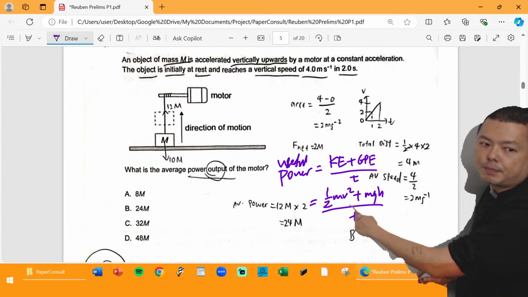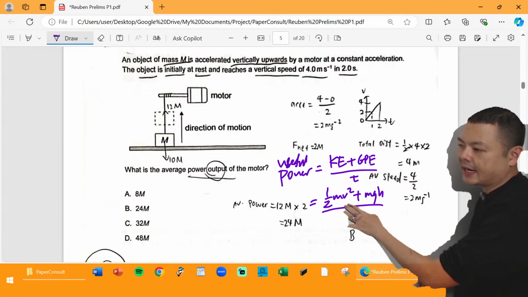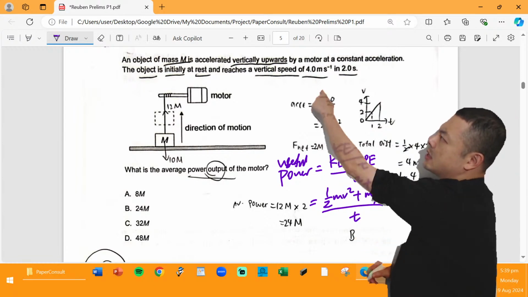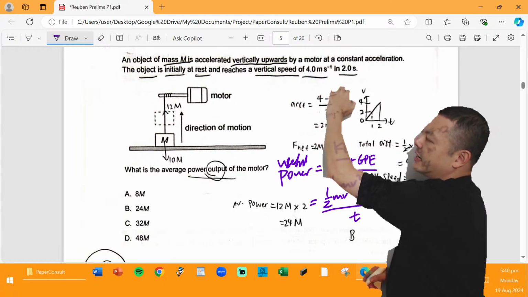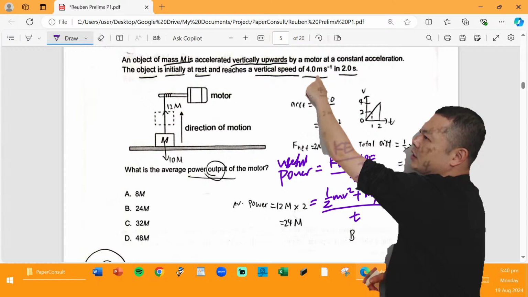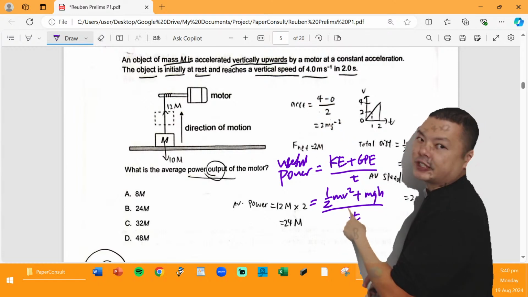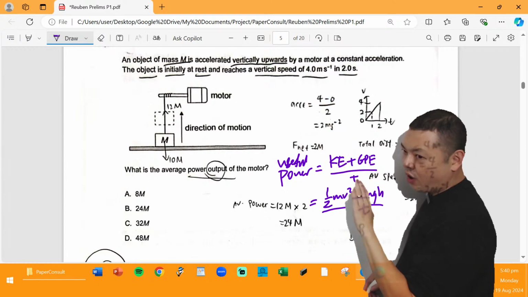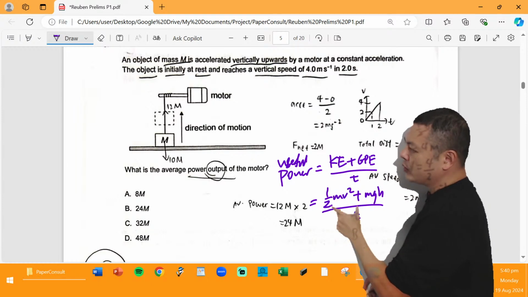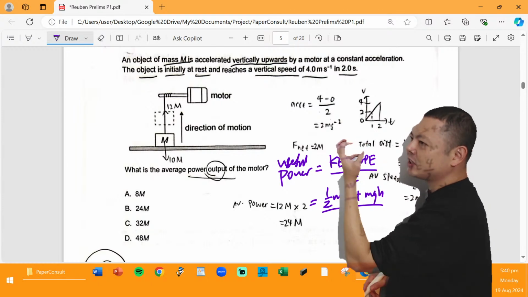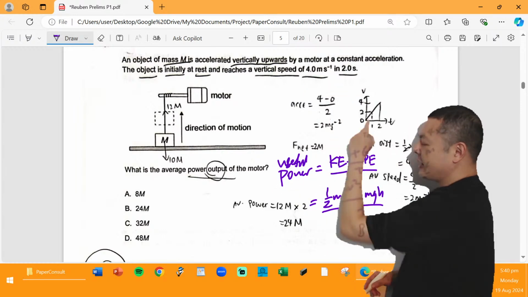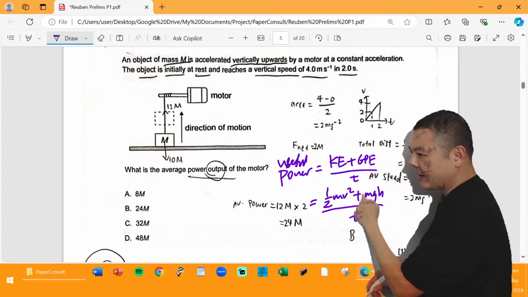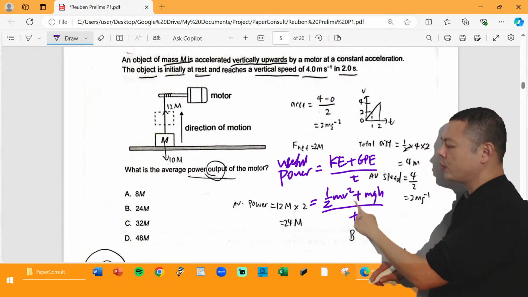Some people make this mistake. They think that they need to halve this v. They need to go from 0 to 4, and they feel that they need to halve it so that they can have average KE gain, which is wrong. Because what you want to do is consider how much KE is gained in total. So it has to be the final KE, half m times 4 squared. So don't go and halve it.